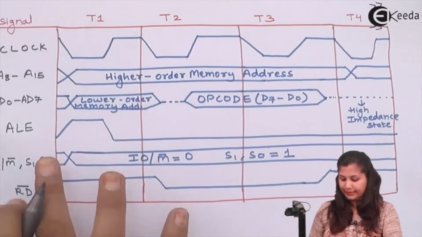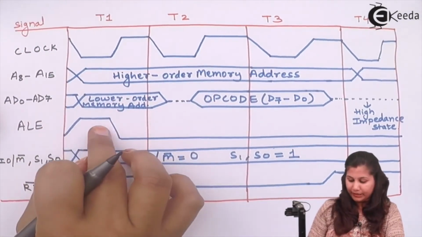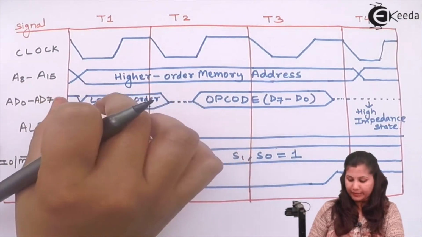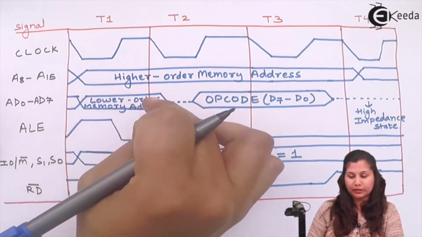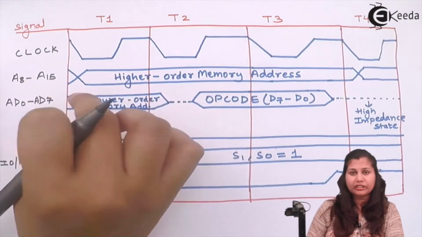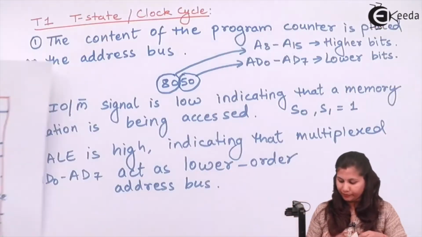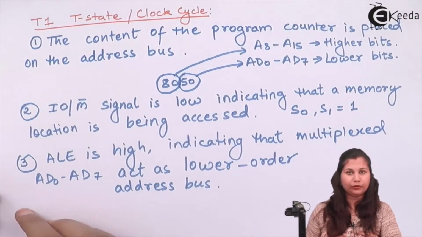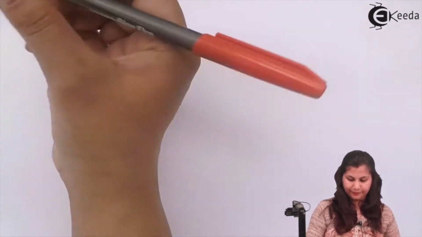Now next, this ALE signal is high during this T1 state. It means that this multiplexed address and data bus is acting as the lower order address bus. So whatever data is available here will act as the lower order memory address. So this was about the T1 state. Next we have the T2 state. We will study all the signals, how they are changing during the T states.